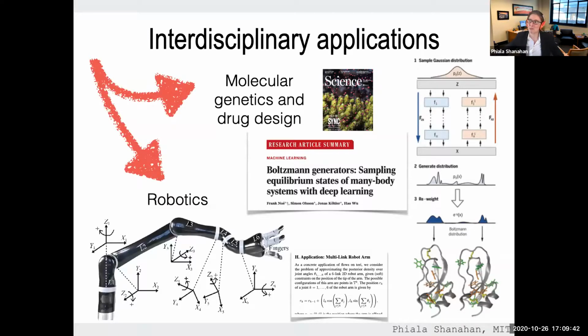So the same ideas have been applied to molecular genetics and drug design, where they're already at a scale to make significant impact. Actually, even the same ideas have now been applied to robotics, because of course, if you think about the joints of a robot arm, they're described by angles, which live on compact manifolds. And so the techniques we developed for compact manifolds also have applications there.